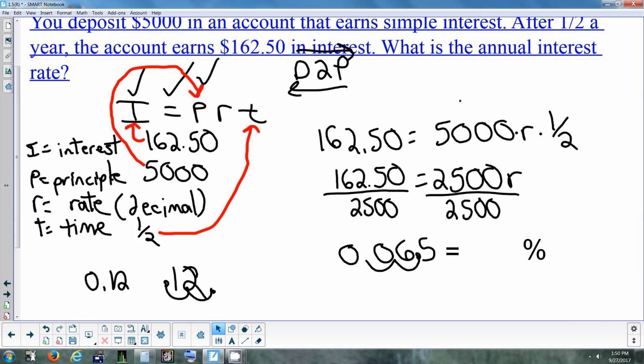Don't worry about the zeros. 6.5. 6.5%. That's my answer. So remember, when it gives you the rate in the problem to plug in, you're not solving for the rate. It gives it to you. Remember, it's giving it to you as a percent. Make it a decimal, right? So make sure you go 2 to the left. If you have to find the rate, go 2 to the right.